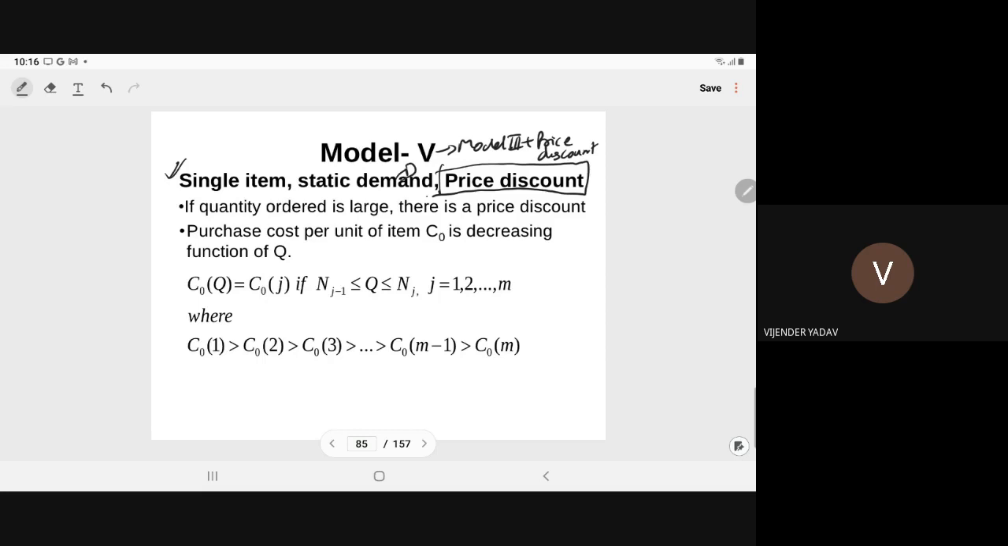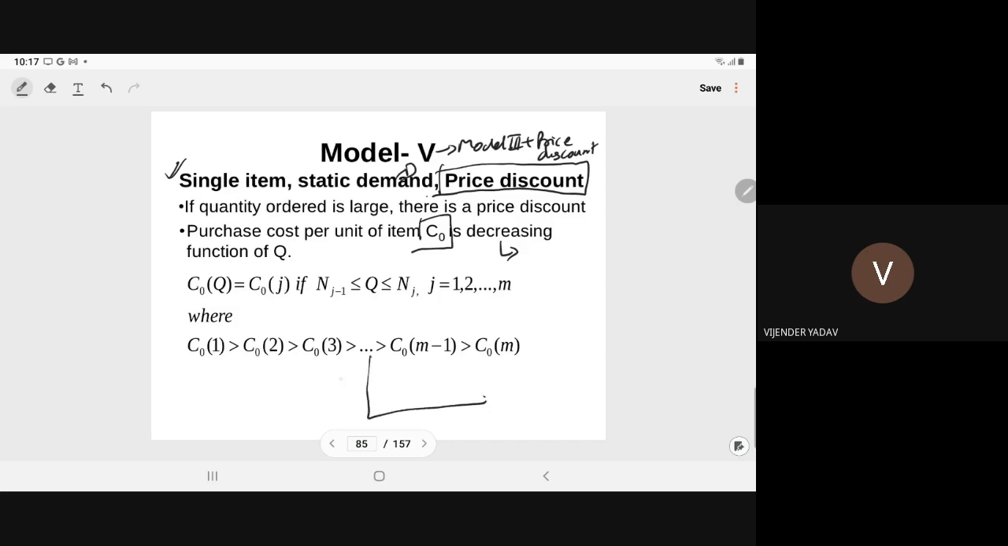If the quantity ordered is large, there is a price discount. Now the purchase cost per unit of item is C naught. Till now we have studied C naught as a constant. With a price discount, C naught is a stepwise decreasing function, C naught of q. C naught of q is equal to C naught j when you are purchasing in the limit n(j-1) to nj.